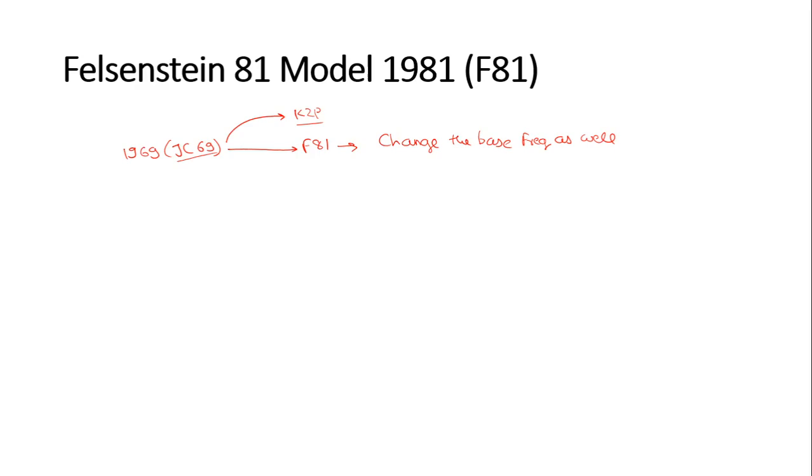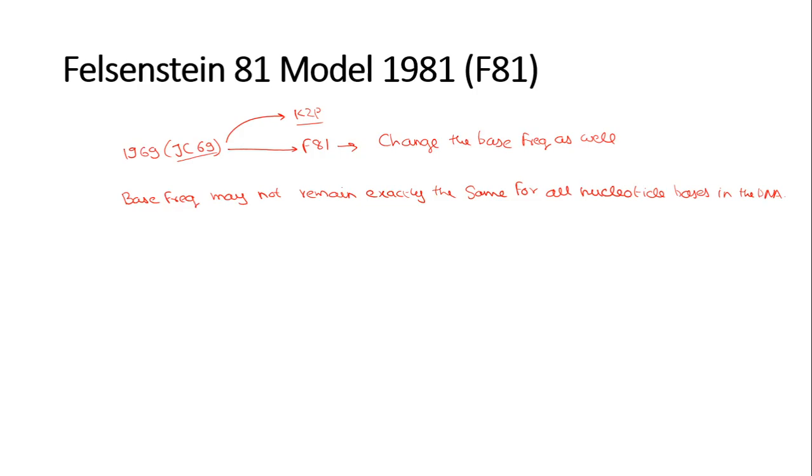This decision was made in view of the fact that the base frequency may not remain exactly the same for all nucleotide bases in the DNA. That is, all nucleotide bases may not be present in equal proportion. Their proportion may vary. Therefore, one more parameter was added in this model.